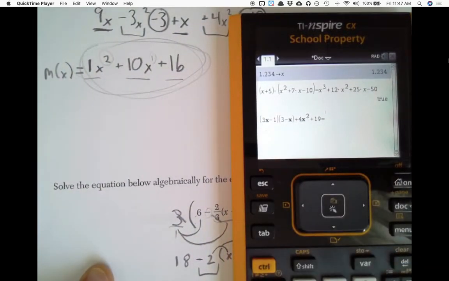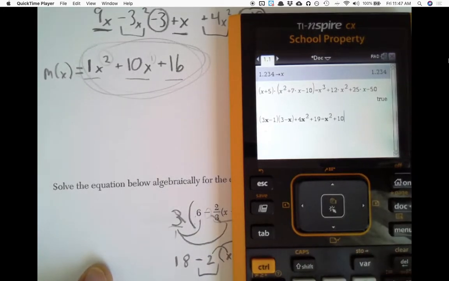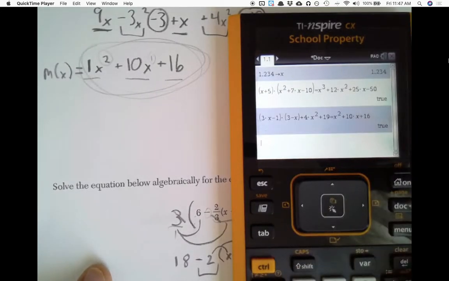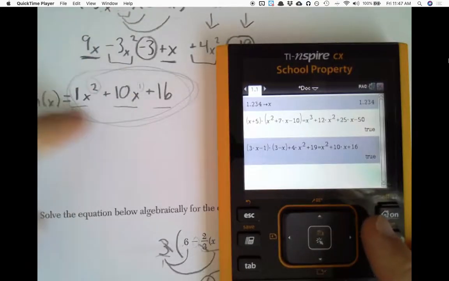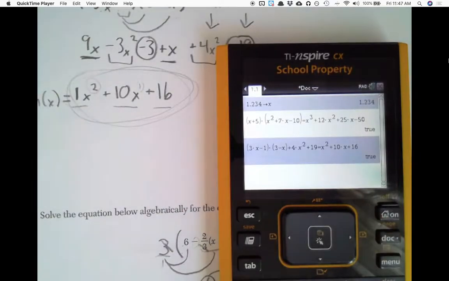Equal to 1x squared, well, that's just a plain old x squared, plus 10x plus 16. Hopefully it says true when I hit enter here. And it does, which means we know we've got the right solution. That's about it.